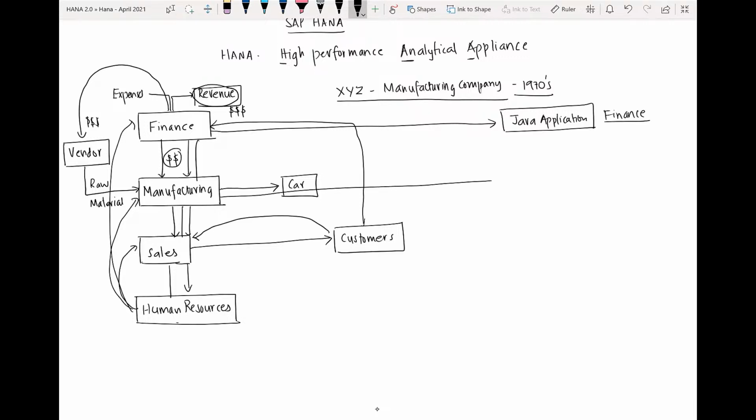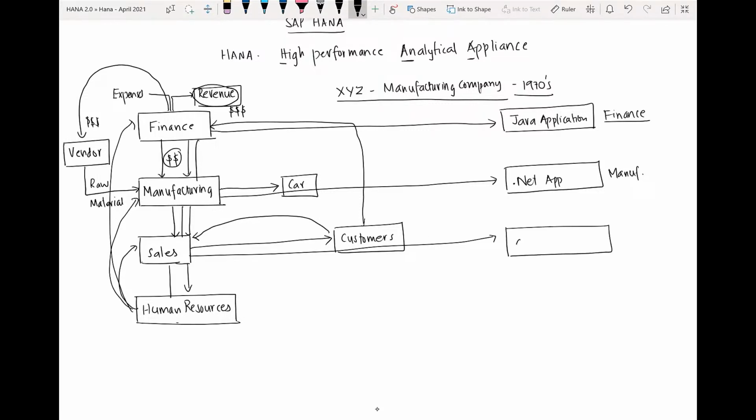All manufacturing related information, let's say, was supported by another application. Let's assume that was a .NET application. All sales probably was being supported by, let's assume, some CRM application. I'm just giving you examples. The idea behind what I'm explaining here is that each department acted as a silo or individual organization, and they were running their own applications. And let's say human resources was running it through, let's assume, PeopleSoft or some application.